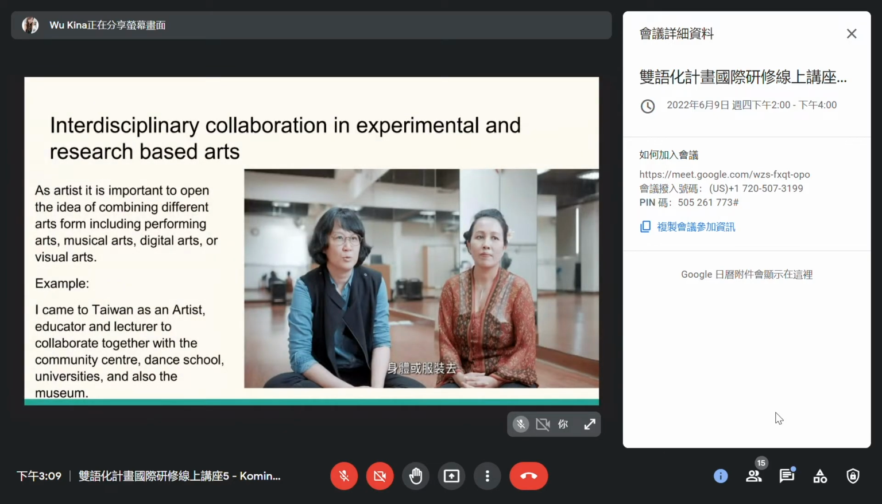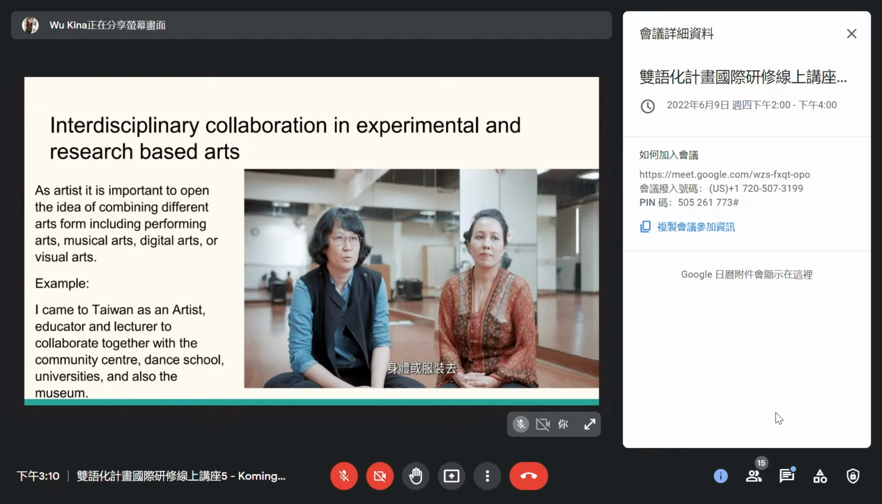Okay, this one is the interdisciplinary collaboration in experimental and research-based art. As artists, it is important to open the idea of combining different art forms, including performing arts, visual art, digital art, or any other visual art. When I came to Taiwan as an artist, educator, or lecturer to collaborate with a community center, I'm open, and I also get advice from the people that I work with.